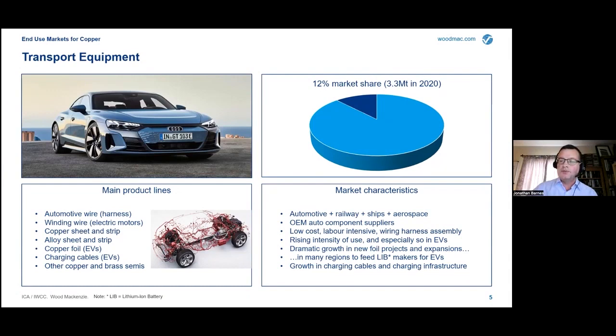With the push to electric vehicles, we're seeing dramatic growth in new electrodeposited copper foil projects and indeed expansions at existing plants. And this is really happening all over the world, because wherever EV batteries are being made, these lithium ion batteries, LIB, wherever these batteries are being made, you need to have the foil plants close by to be able to supply them with just-in-time delivery. There's also a growth in charging cables and charging cable infrastructure.